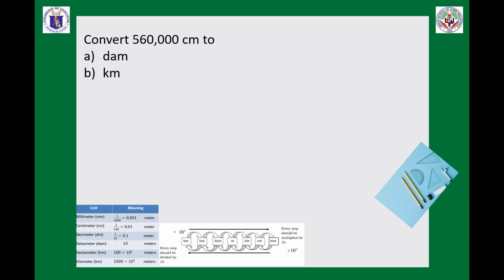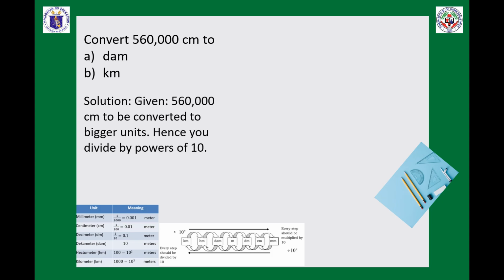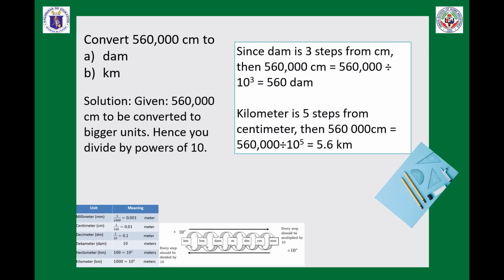Convert 560,000 centimeters to decameters and kilometers. So for our solution, given is 560,000 centimeters to be converted to bigger units, hence you divide by powers of 10. Since decameter is 3 steps from centimeter, so that is decameter and then centimeters, 1, 2, 3. So that is 560,000 divided by 10 raised to 3, which is equivalent to 560 decameters.